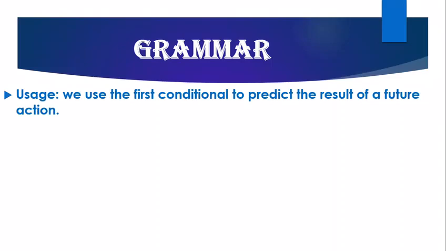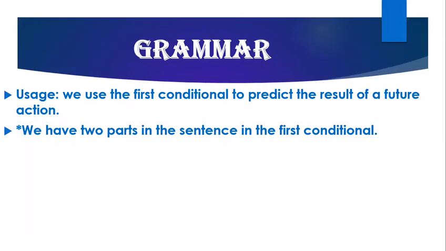Let's start with the usage. What is the usage of the first conditional? Look here. We use the first conditional to predict the result of a future action. So the most important point here is that we use the first conditional to predict the result of a future action. Please don't forget it.